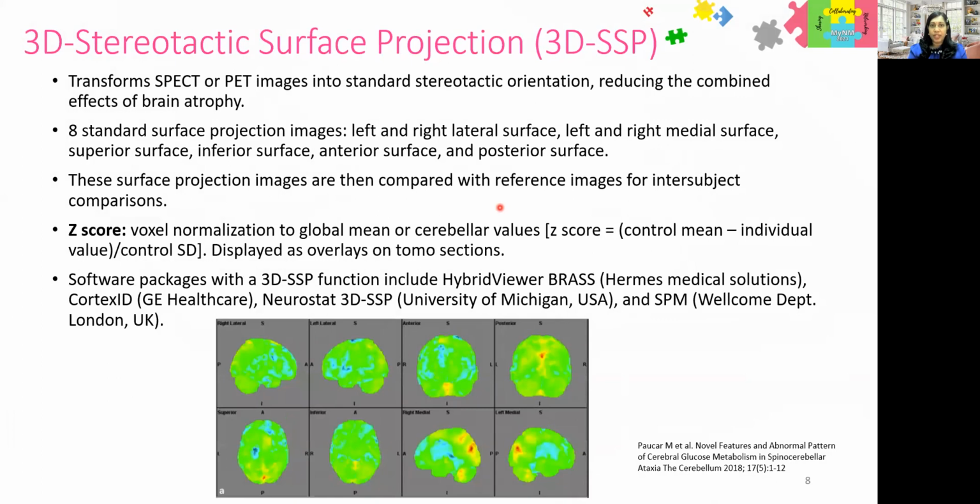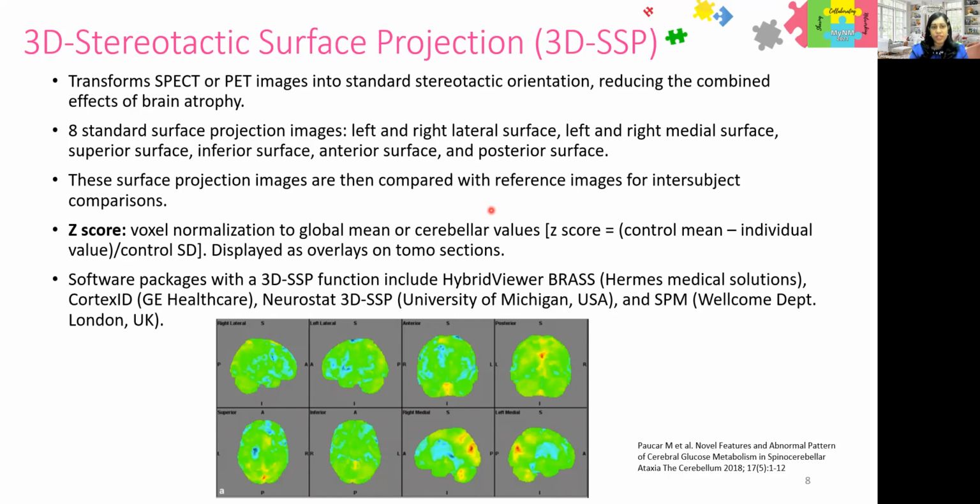3D stereotactic surface projections can be used to better demonstrate the regional reduced cerebral blood flow or hypometabolism that occur in PET-CT. The benefit of the 3D SSP projections is the transformation of SPECT or PET-CT images into standard stereotactic orientation, reducing the combined effects of the brain atrophy. There are 8 standard surface projection images which include the left and right lateral surface of the brain cortex, the left and right medial surface, superior surface, inferior surface, and anterior and posterior surfaces.